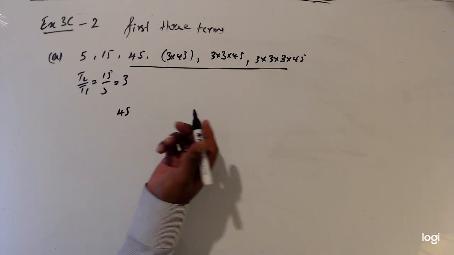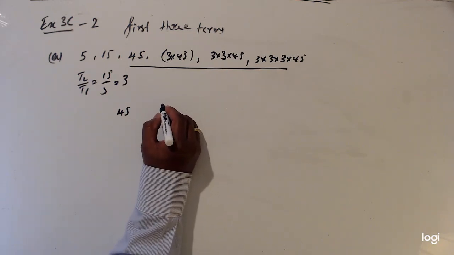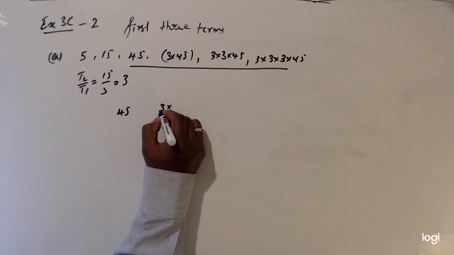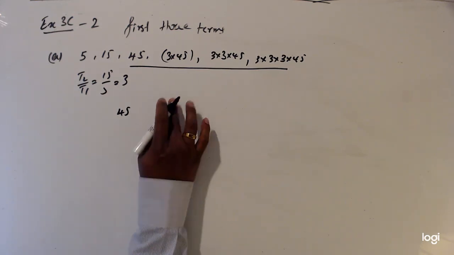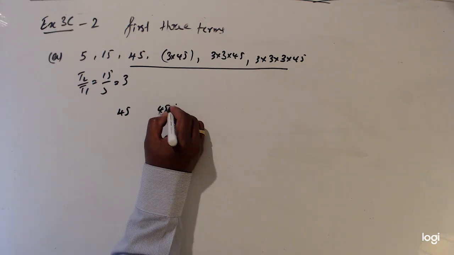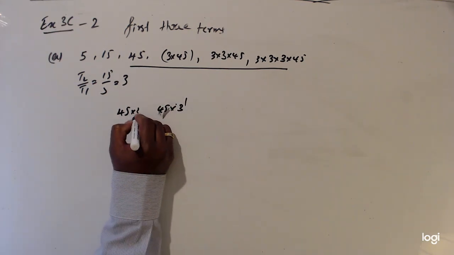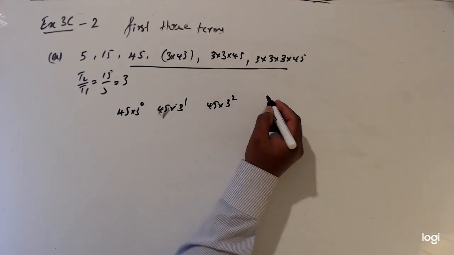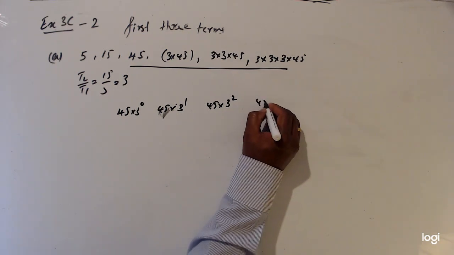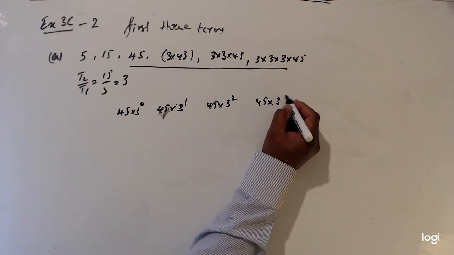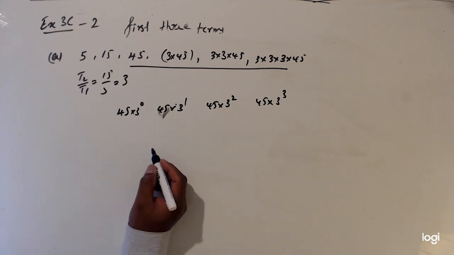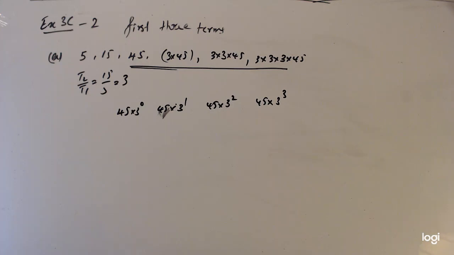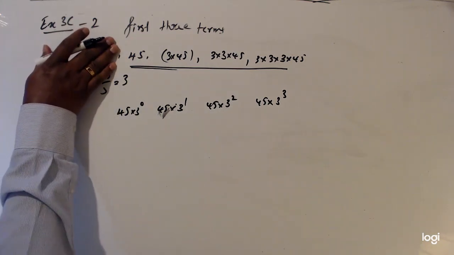If this is the first term, we know that the next term is first term times common ratio, and this is 45 times common ratio squared, and this is 45 times 3 cubed, starting from 45 if we disregard those two.